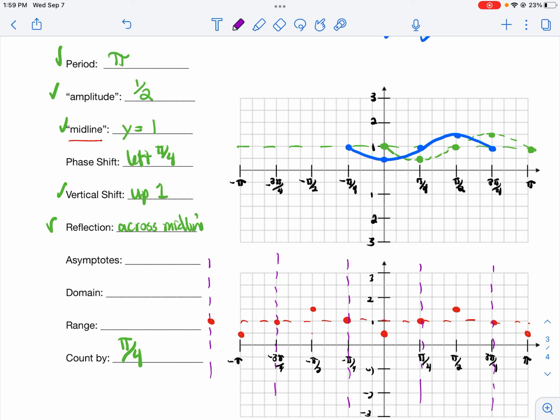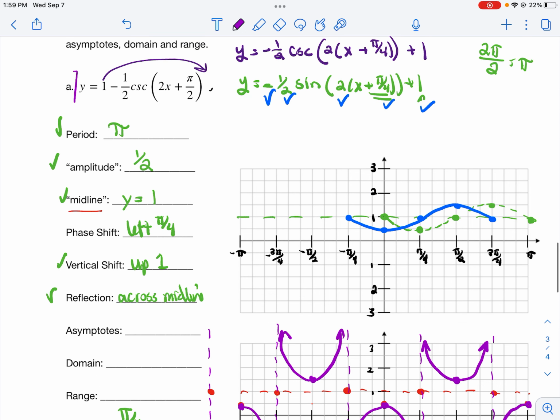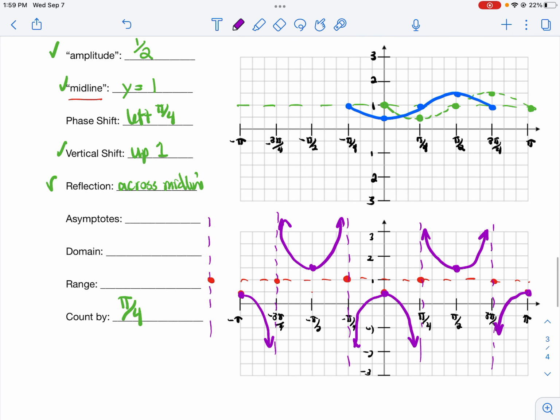And then from each dot, I approach the asymptotes, never crossing that midline. So go in the opposite direction of the midline for each of these. That's the reflection, or the one over, the reciprocal identity does that. And that is two full periods of my cosecant, this original function here. So I've now graphed that original function. So notice sine is how I did it.